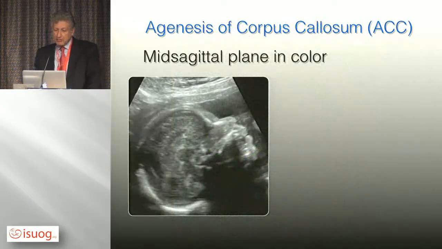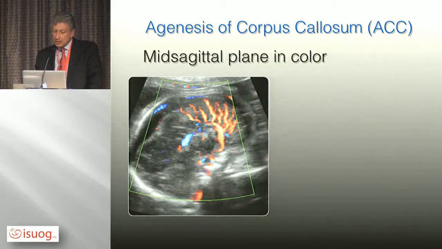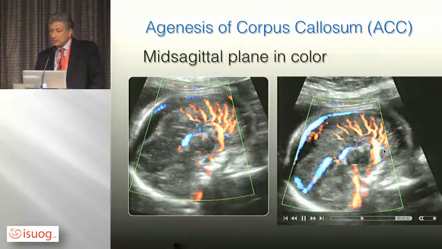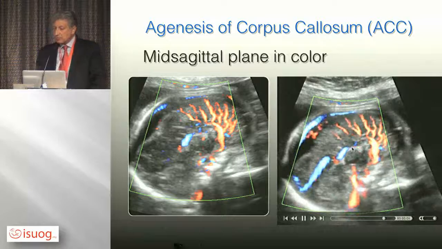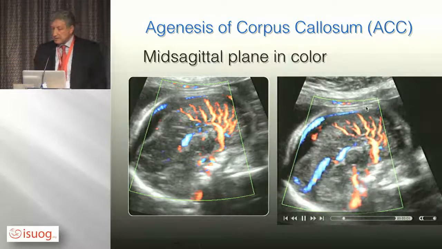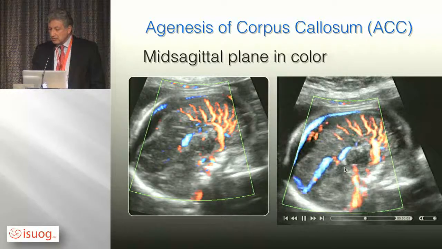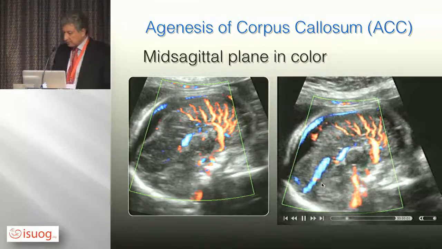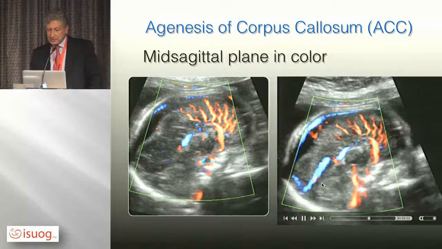Now, for color Doppler, as I told you before, you can use it if you have already or nearly made the diagnosis, and you don't see a pericallosal artery. You see the anterior artery having some abnormal pattern, and you don't see the structure under the anterior. There is no pericallosal artery per se.